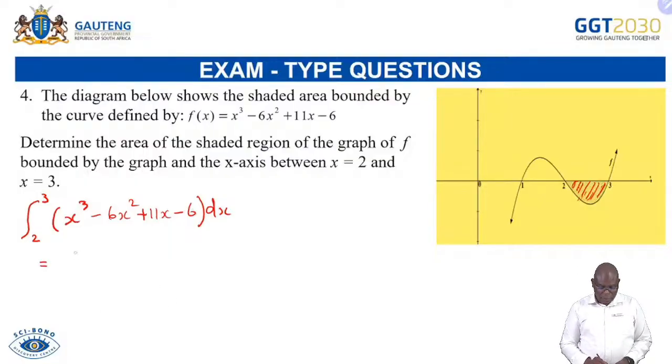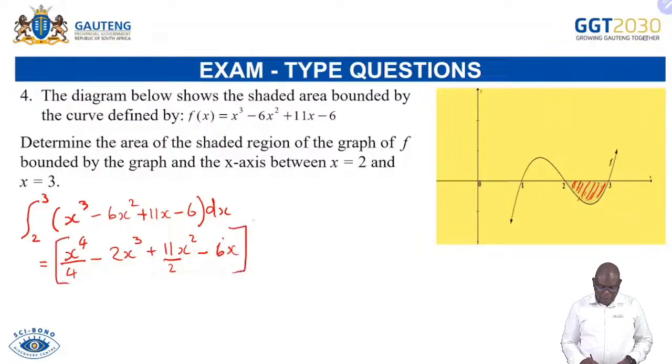Integrate: x to the power of 4 all over 4 minus, if I integrate that, it should be 2x to the power of 3, and then that should be plus 11x squared over 2, and then minus 6x, and from there I'll have my upper boundary and my lower boundary. What is missing in this one now? My missing part is the negative.